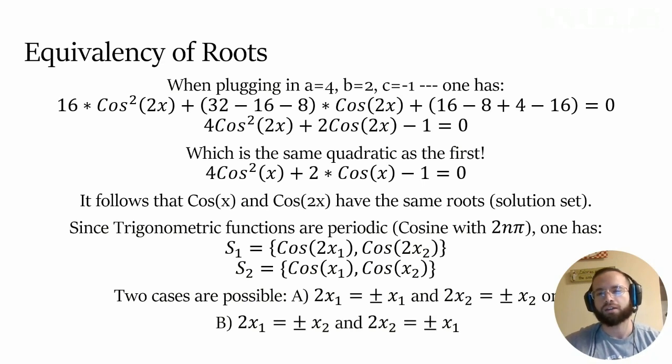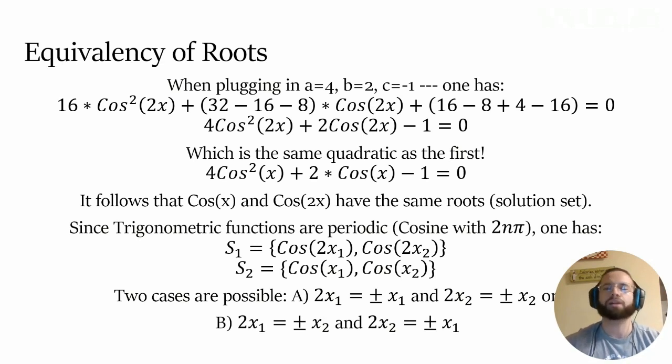Okay. Now let's pay attention though. We had a equal to 4, b equal to 2, c equal to -1. We plug in these values for the original equation, and it turns out we have the same equation. The only difference is the arguments of the trigonometric function. So we have cosine 2x versus cosine x, right? So we have the same roots of the quadratic, just different arguments. We just need to find the value of x.